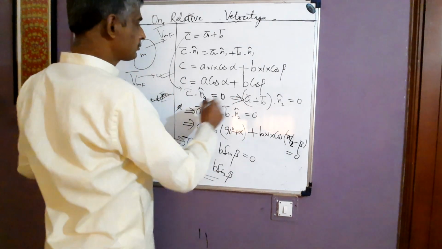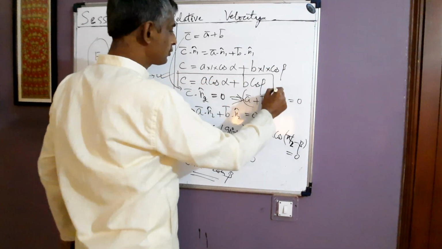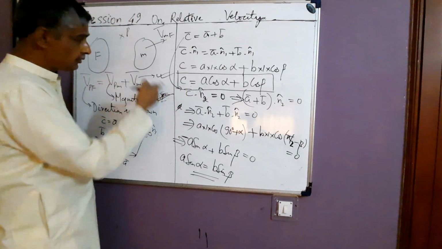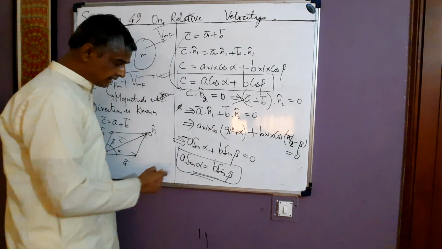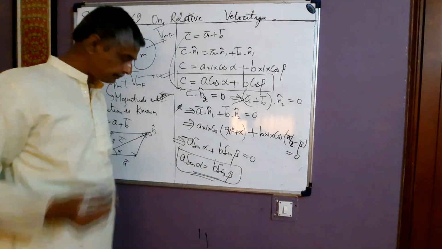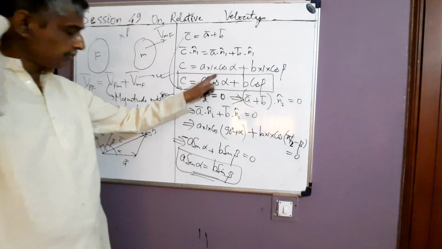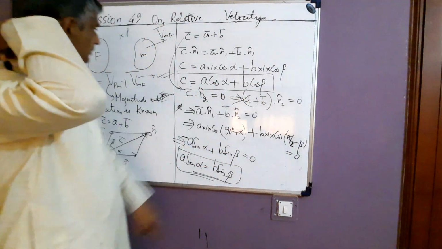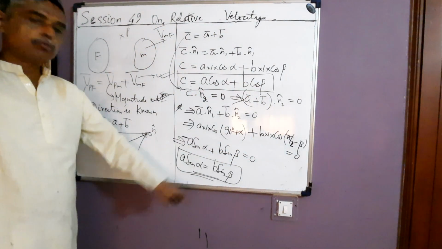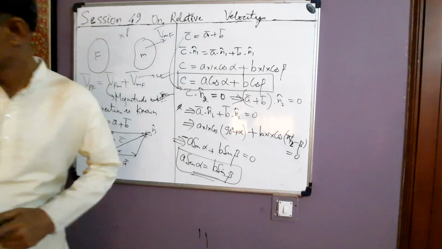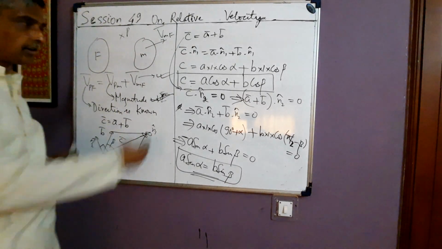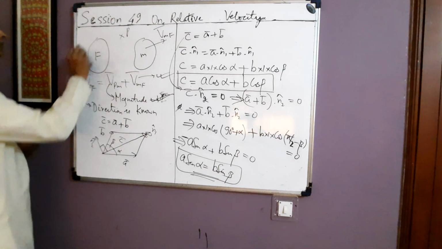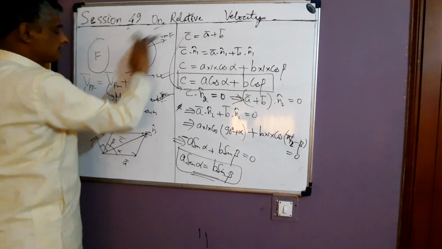So these two results have to be kept in mind because they will be useful in solving the problems of the case which we are going to discuss in this video. So C is equal to A cos alpha plus B cos beta, and A sin alpha is equal to B sin beta. Alright. Now I'll wrap this, okay? This also I wrap it, okay?